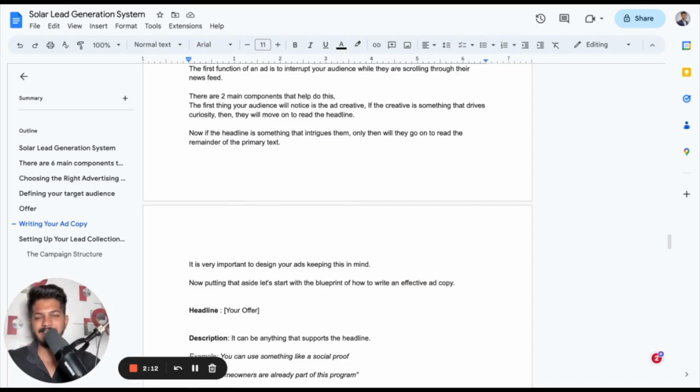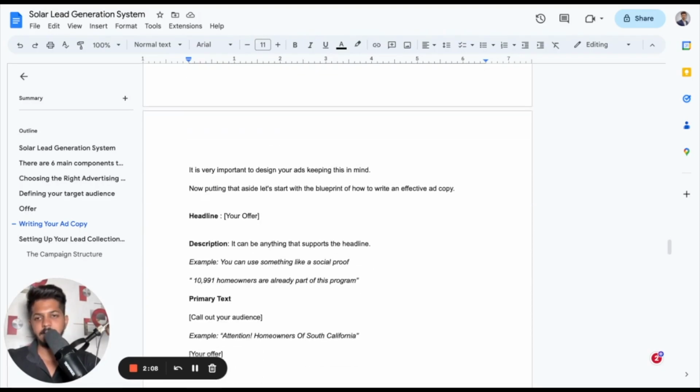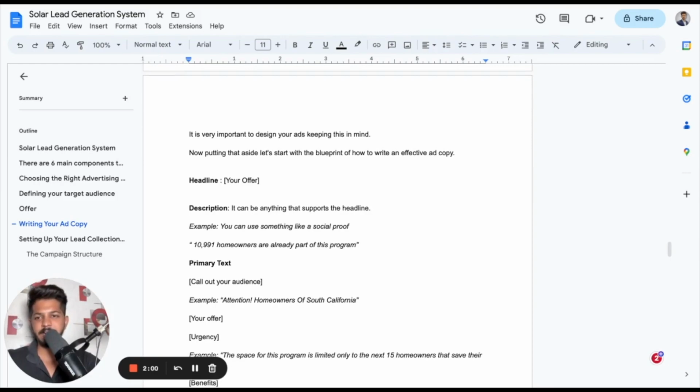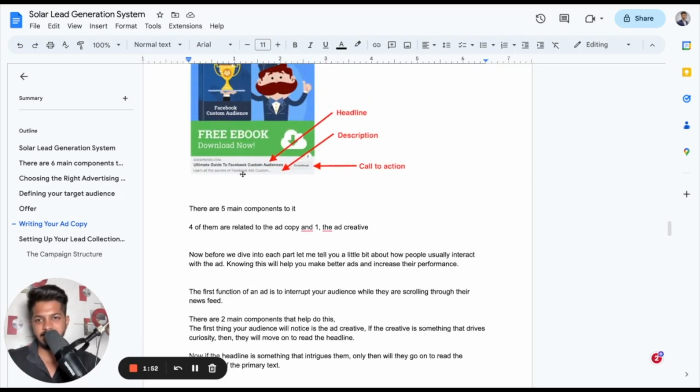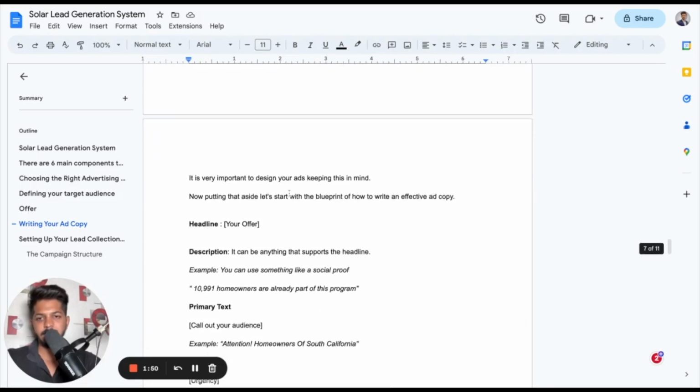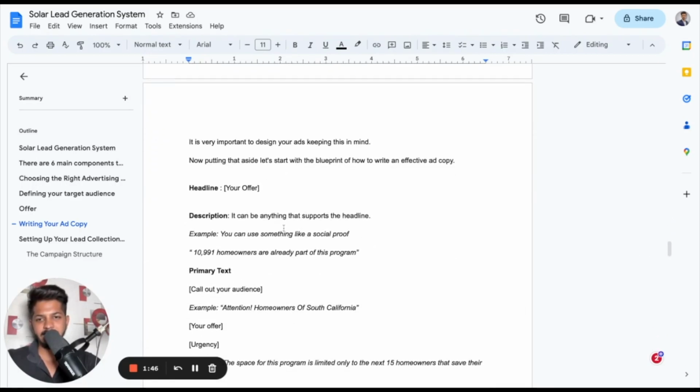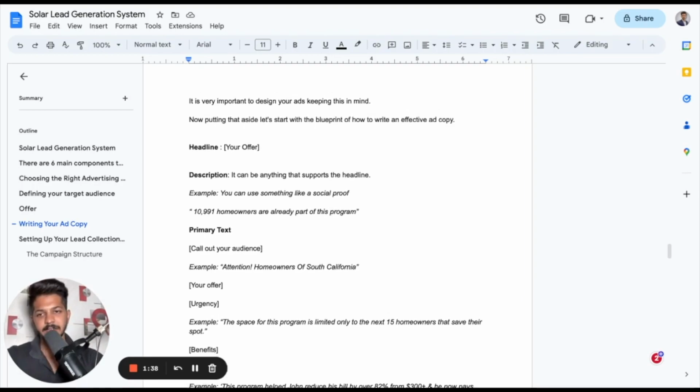Now, putting that aside, let's dive into the blueprint and see how to write an effective ad copy. So, the best way to get your headline right is to use your offer. This is proven to work, so you can just go with it. Description. Now, description is this tiny text below the headline. It can be anything that supports the headline. For example, you can use something like social proof.